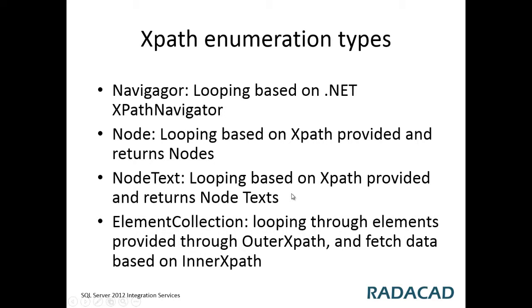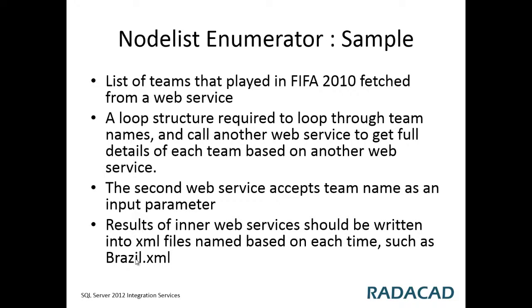And the last one is element collection. Element collection loops through elements and nodes provided based on the outer XPath, and then fetches data based on the inner XPath query. So in element collection we have two XPath strings. In this video I will show you a sample of using element collection, which uses outer XPath and inner XPath together. What we will do in the sample is get a list of soccer teams that played in FIFA 2010. We fetch that from a web service.